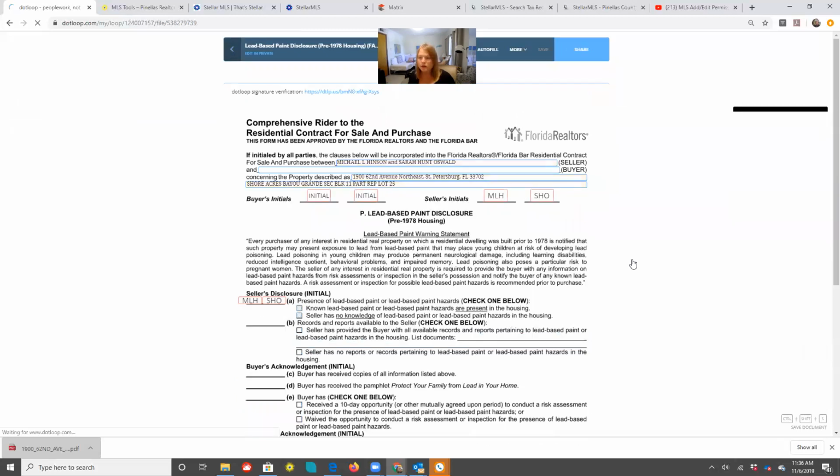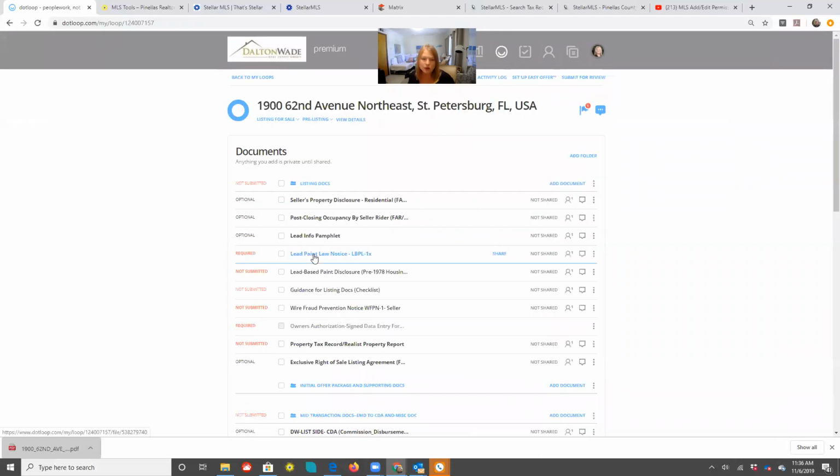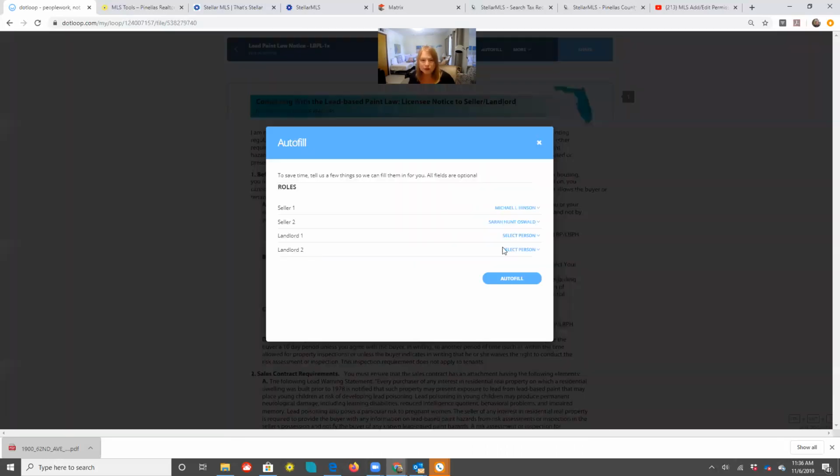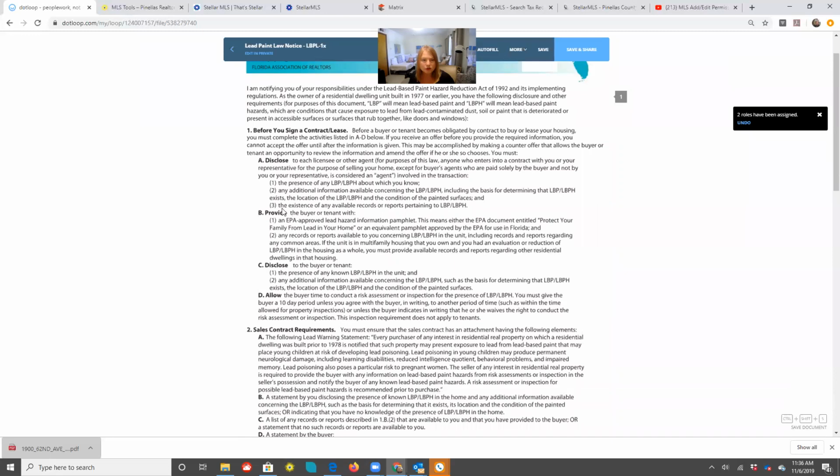I'm going to close this up, and I'm going to draw your attention to the other lead-based paint form that we uploaded here when we're on the listing side, and that's the lead-based paint law notice. For me, when I initial that I've provided the seller, and here we go, seller, there is no landlord. This is how I provide them that information. I do it in writing. I tell them that they have to disclose, provide, disclose, and allow. See, they have to provide the EPA approved hazard information pamphlet. Nobody knows that, right? But you told them, right?